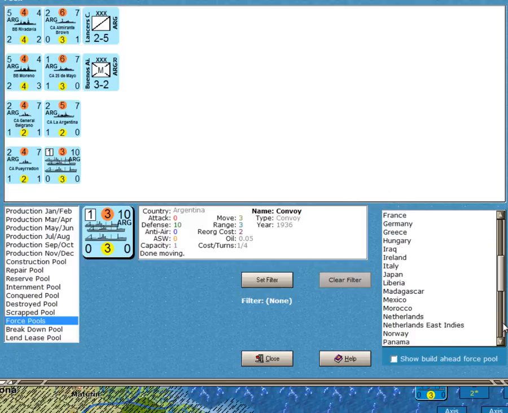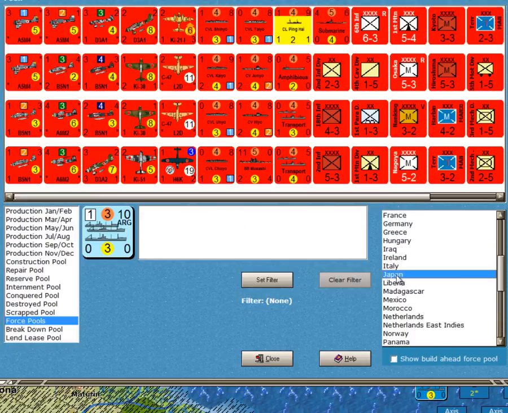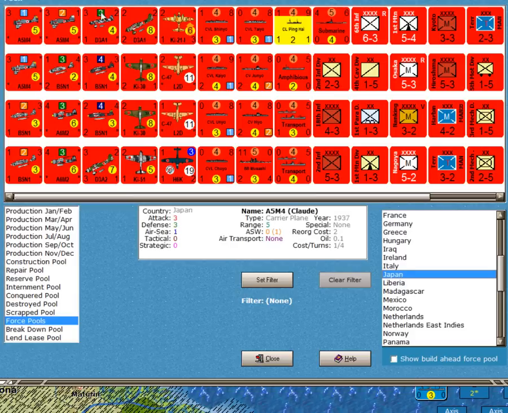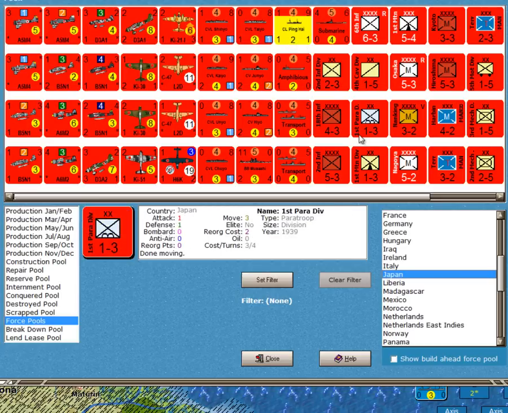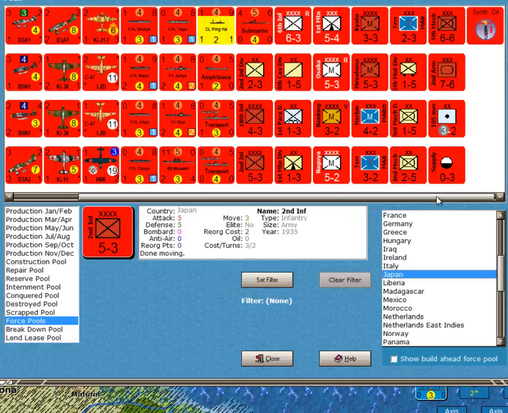The major powers have a lot of units to build. So if we look at Japan, here are all the air units that are currently available, plus all the carrier air units, and a few naval units, including a captured Chinese unit. They also have a number of land units. These are the ones that are currently in their force pool.